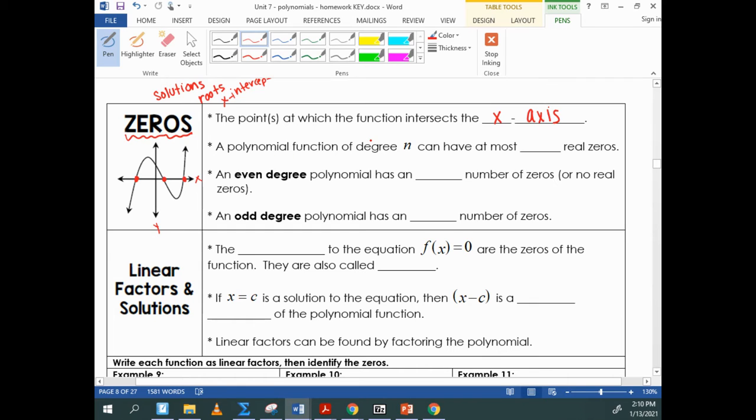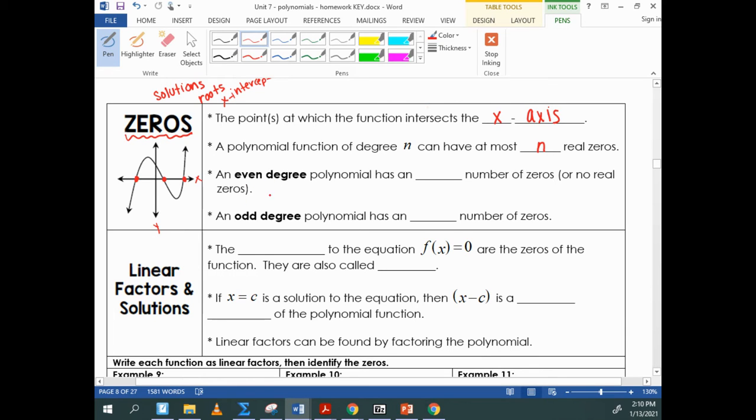If you've got a polynomial that has degree n, so n is just a generic for whatever degree it is, it can have at most n real zeros. So if your function is degree 3, then 3 is the most zeros you can have. If it's degree 7, then 7 is the most zeros that you could have. So just look out for that. We'll talk about that as we go along.